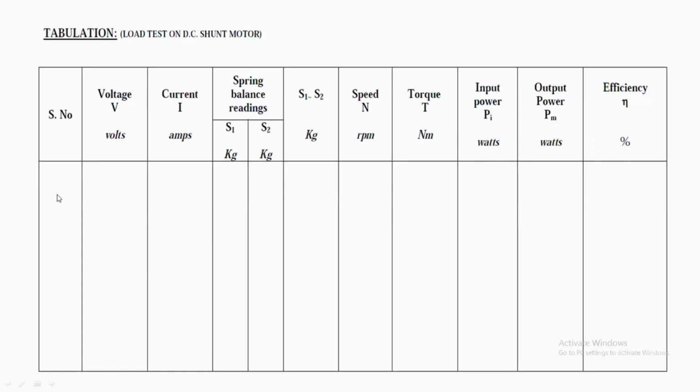Then second, increasing the load slightly. So what happened? The current value slightly increased. Load increases, the current value increases. Here write the load values in kilograms, the difference between the load current S1 difference S2, and again calculate the remaining terms. Then the third step, also increasing the load.